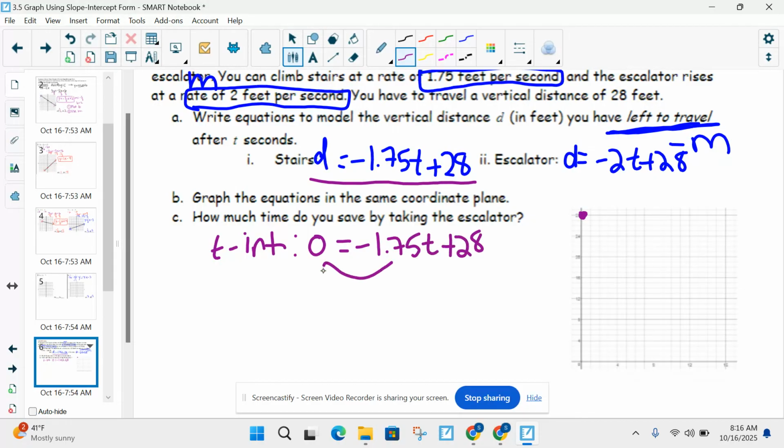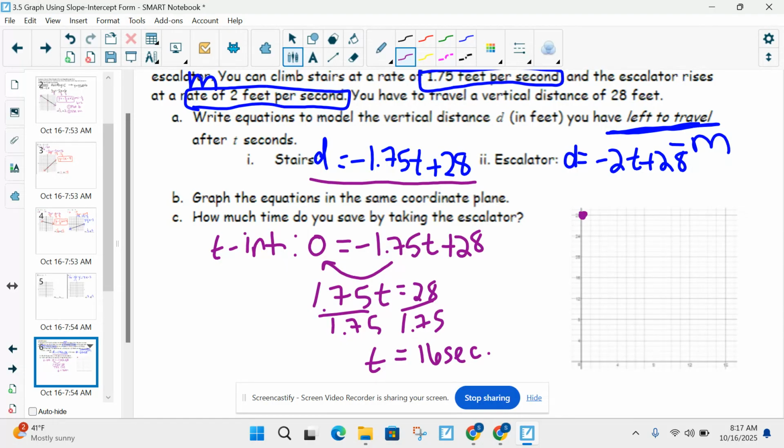So I'm going to add the 1.75 t over, divide by 1.75, and that would give us an answer of 16. So that means it takes 16 seconds to reach the floor that you want, the second floor. So we're going to put a point at 16 and then connect them.